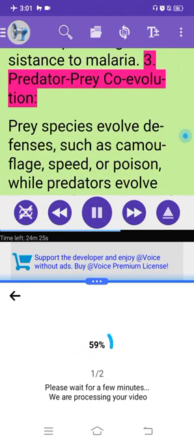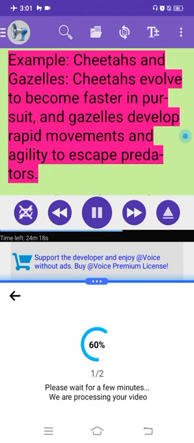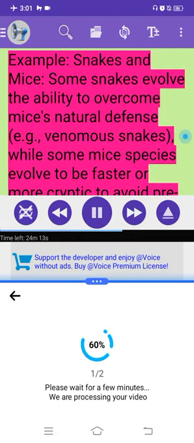3. Predator-prey coevolution. Prey species evolve defenses, such as camouflage, speed, or poison, while predators evolve counter-adaptations, such as sharper senses, increased speed, or poison resistance. Example, cheetahs and gazelles. Cheetahs evolve to become faster in pursuit, and gazelles develop rapid movements and agility to escape predators. Example, snakes and mice. Some snakes evolve the ability to overcome mice's natural defenses, e.g., venomous snakes, while some mice species evolve to be faster or more cryptic to avoid predation.